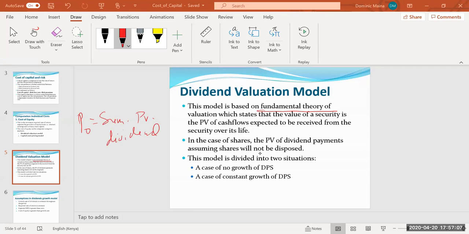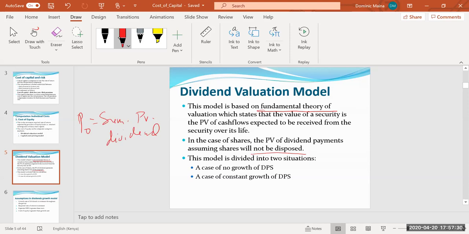Over and above this assumption, we assume that the shares will not be disposed. Therefore, the only actual cash flow you'll be getting as an investor is the dividend. The capital gain is not actualized. Therefore, that is what we are going to strip off from our model.